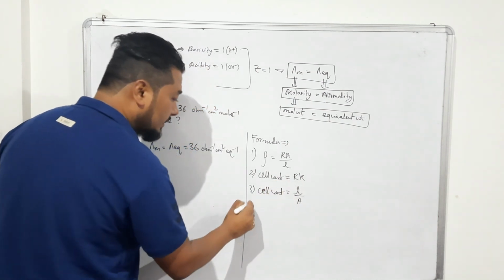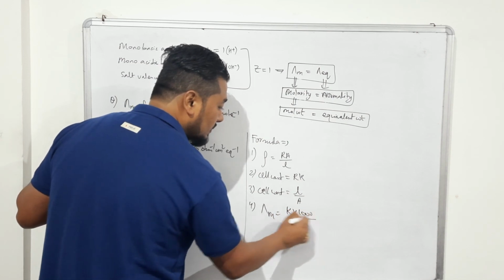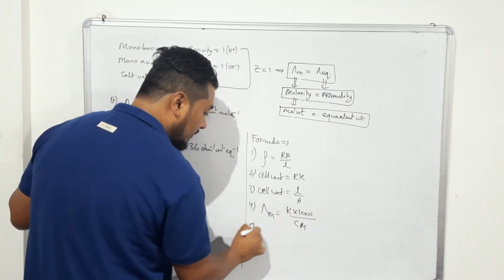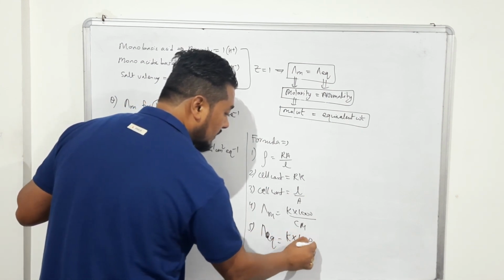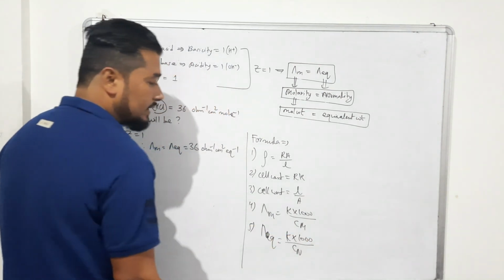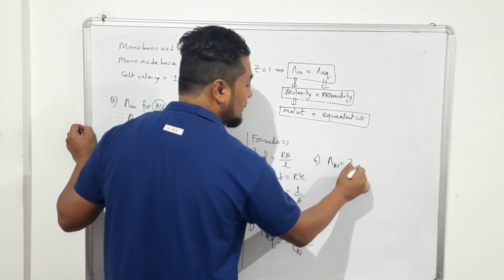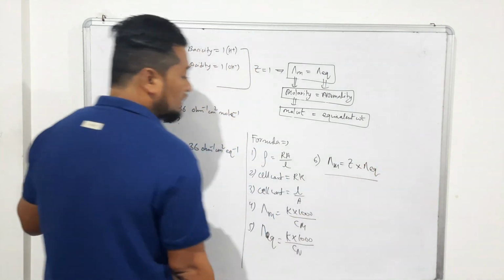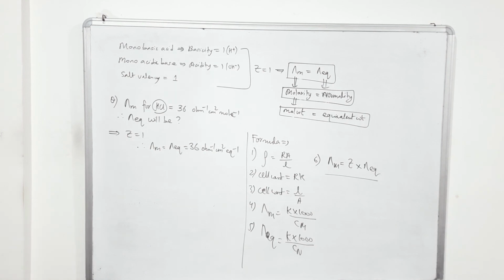Now you have to remember the other formula: lambda M is equal to kappa into 1000 by CM. Another formula I gave you just a while ago: lambda EQ is equal to kappa into 1000 by CN, where CM is molarity and CN is normality. And the number 6 formula which you have to remember is this one: lambda M is equal to Z into lambda EQ. If you remember these 6 formulas, students, it will be easy for you to do the numerical problems.